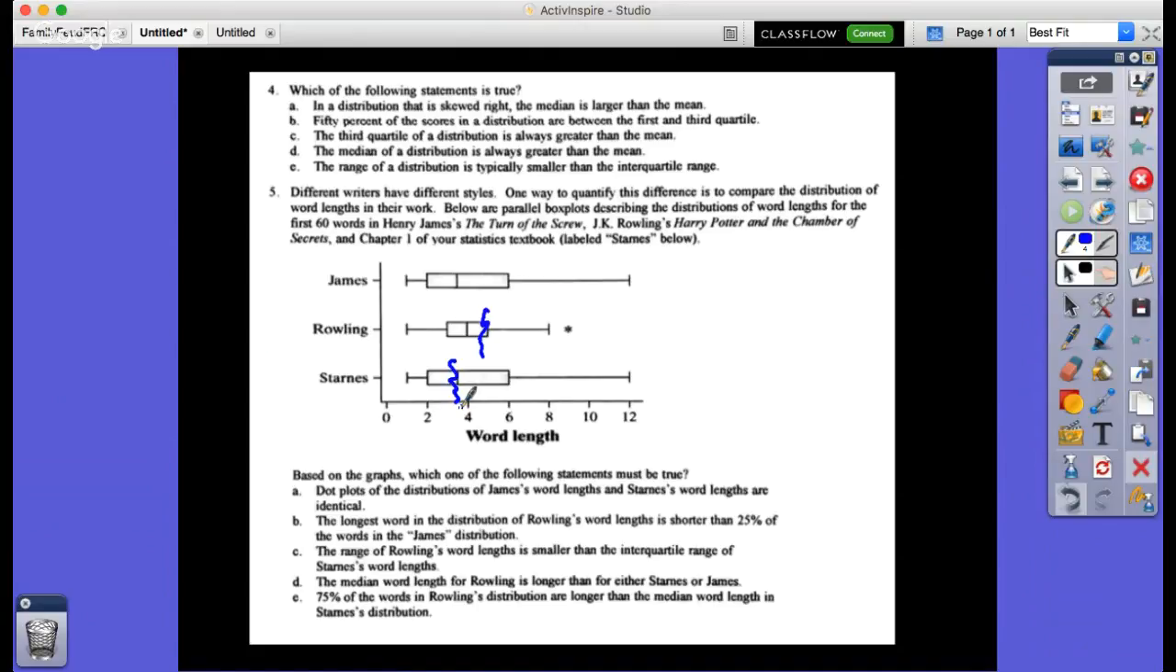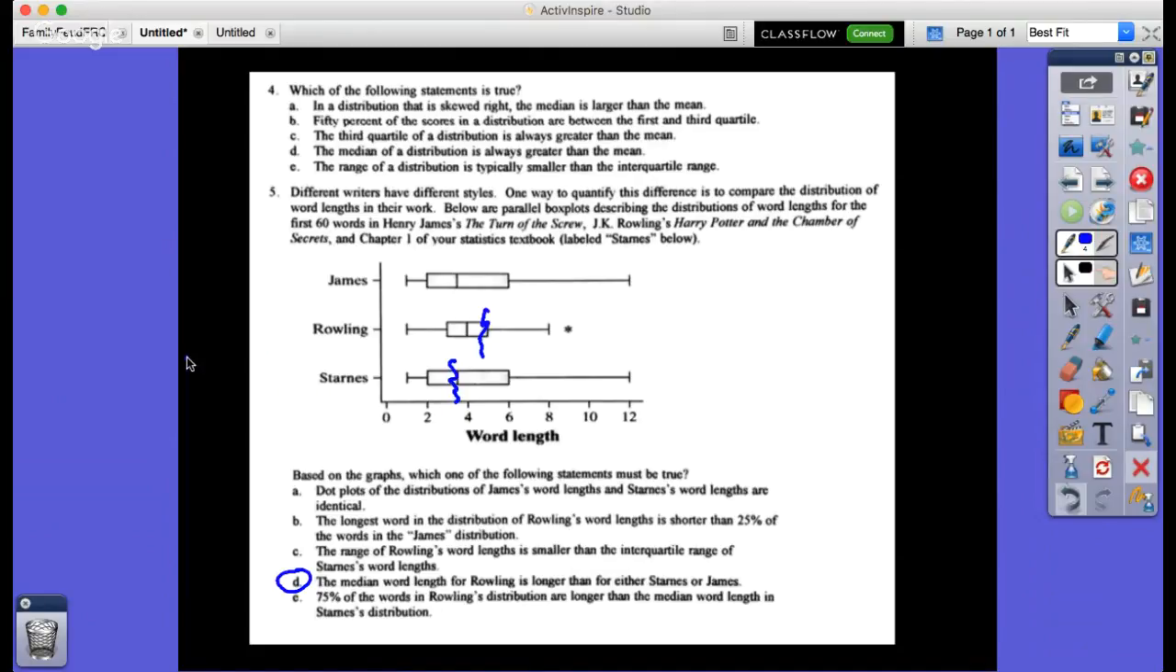75% of the words in Rawlings distribution are longer. It's false. Correct, that's false. Why? I don't know. I just checked it. Because it's D, right? It's D? Yeah, because that's what I circled, but I was trying to visualize. Isn't it because Q1 or Q3 are not past the median of the other two? So if her Q1 was past the median of the other two, 75% of her words would be larger.